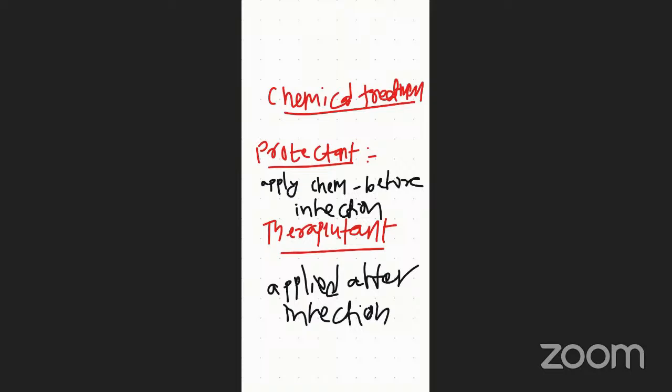Non-systemic means localized disease, in a particular area of the plant. It may be confined to leaves, or only to the fruits, root and shoot. For this type of disease, we apply the protectant, that means these chemicals are applied prior to infection of the disease. So these are the two types, systemic and non-systemic.